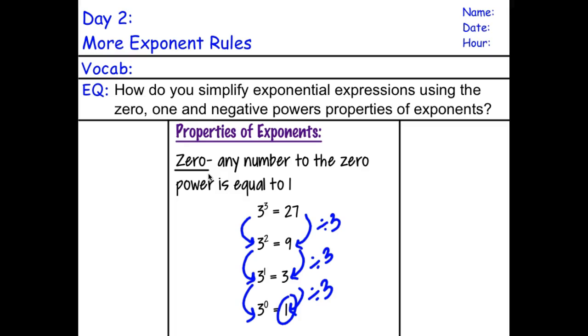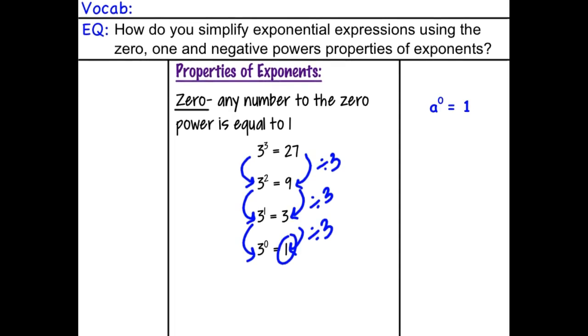That's why this works. As you guys know, I'm all about the why. So just remember, any exponent where you have that base a, whatever that number is, to the zero power, it will always be 1.